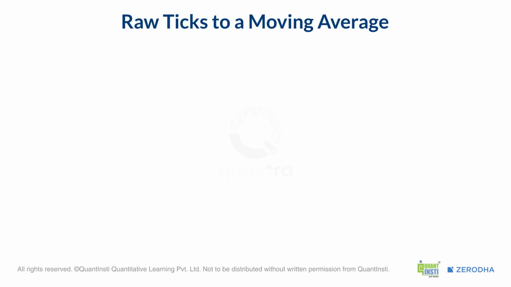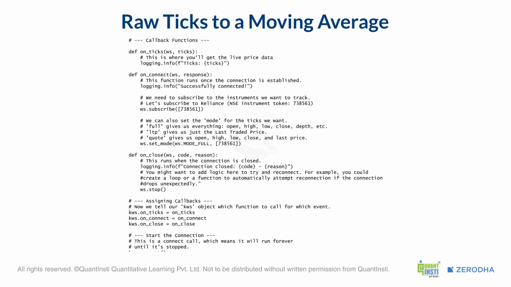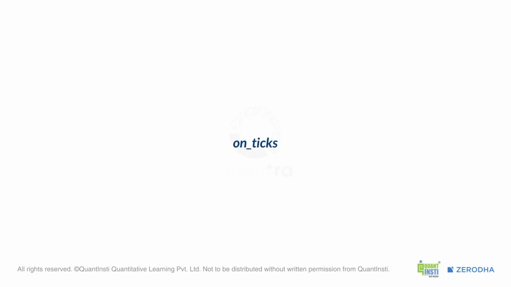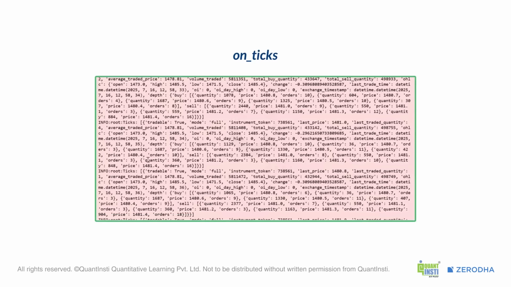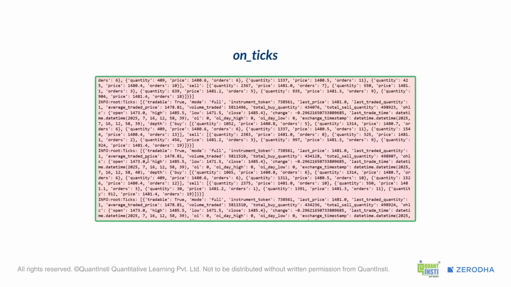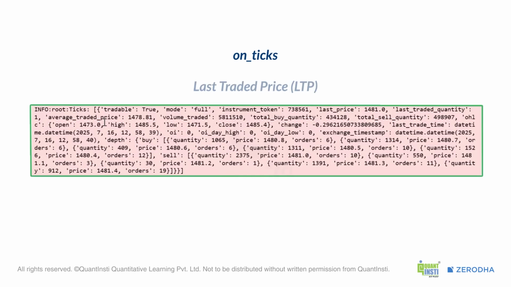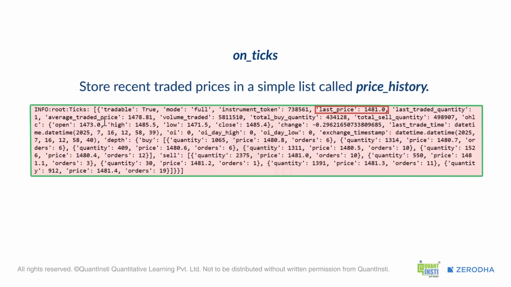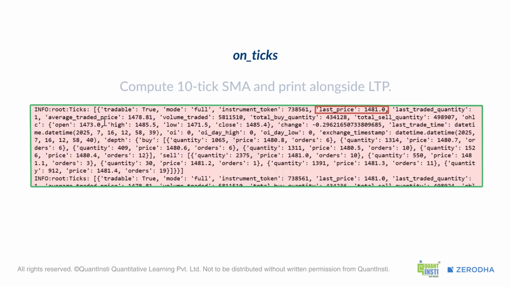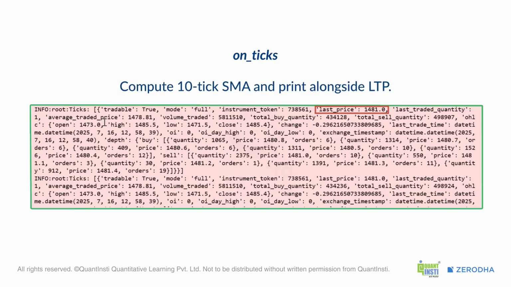Here's the plan. We're going to modify the Python script from our last session. First, inside our onTick function, we'll stop just printing the whole raw data. Instead, we'll pull out the specific last traded price, LTP. Second, we'll store a recent history of these prices in a simple list. Finally, with every new tick that arrives, we'll use our stored history to calculate the 10-tick simple moving average and print it alongside the current price.